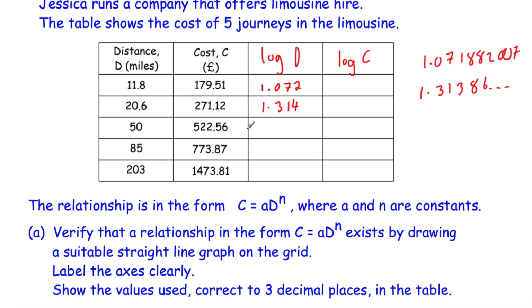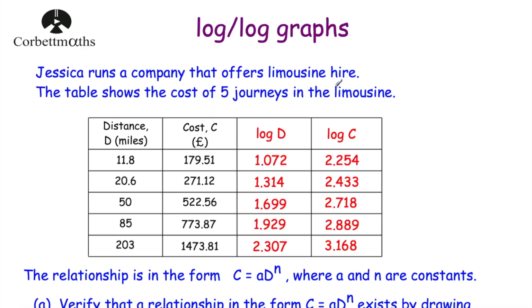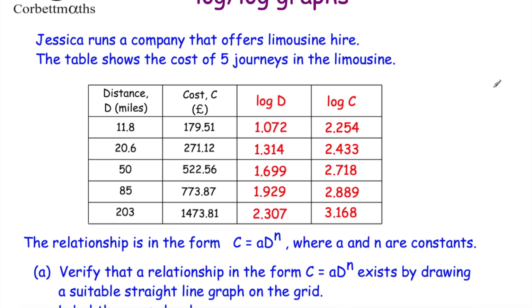So then we'll do the log of 50, the log of 85, and the log of 203, and we'll put those in here. And then in terms of this column, we'll do the log of 179.51, the log of 271.12, and so on. And whenever you do that and round all your answers to 3 decimal places, you should end up with a table that looks like this. So it'll look like this, where we've got our values for the log of the distances and the log of the costs. And that's it.